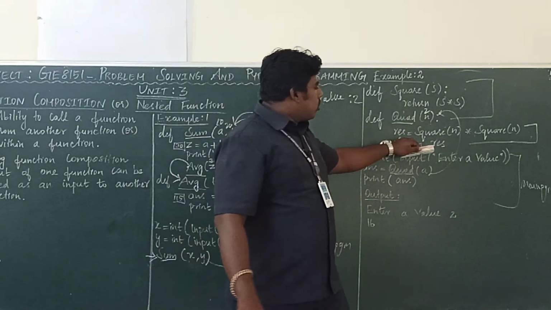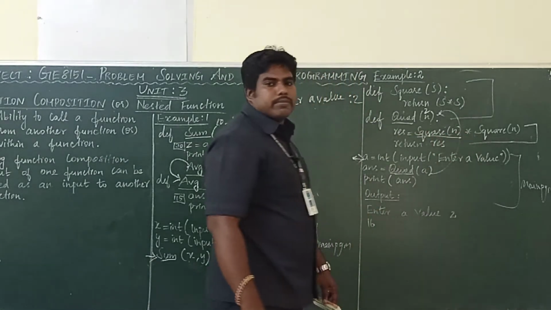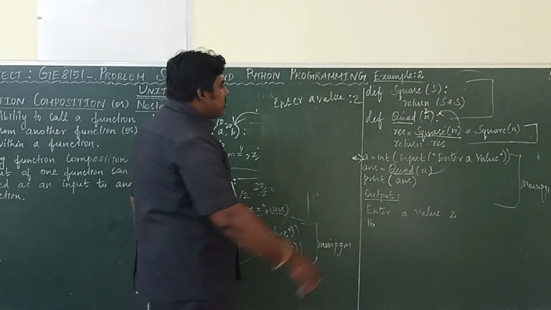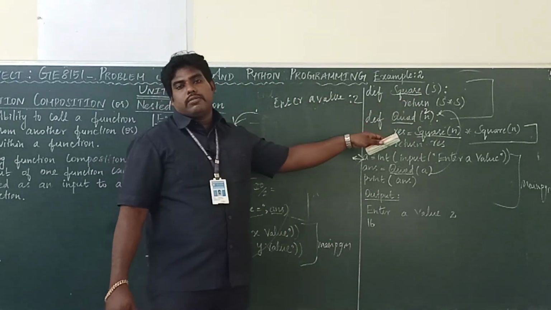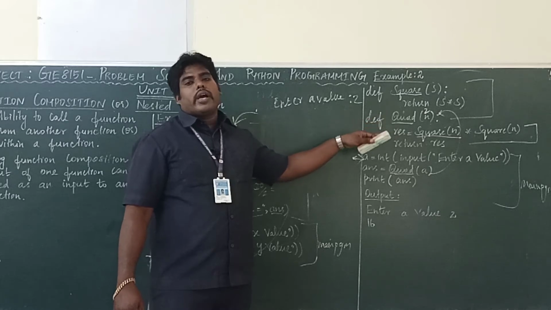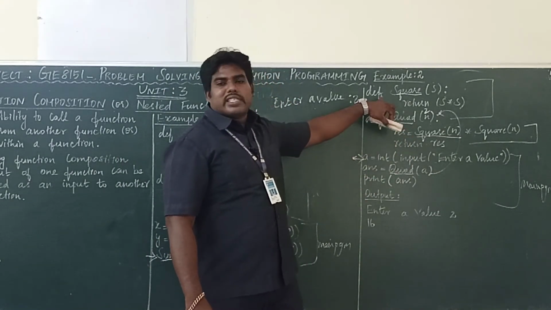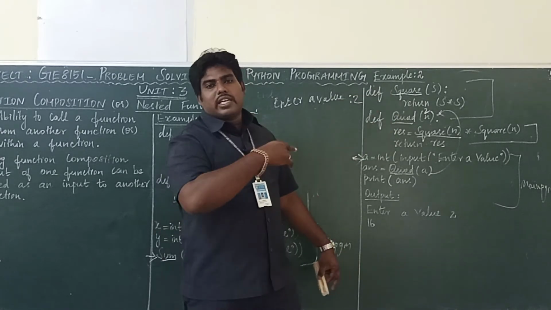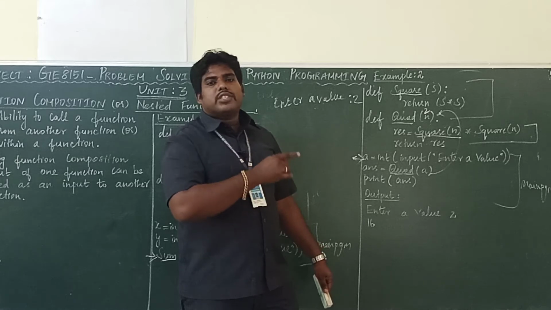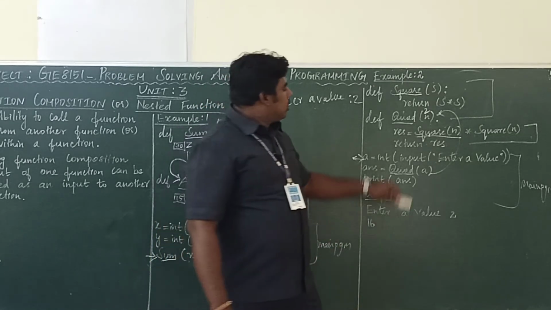So result equal to square. Here again one bracket is there. What is this square? Is it anywhere in your program? Yes, here. Square means another function for finding the square. So see here, from this function you are accessing square. From the quad you are accessing square. This is nested. From one function you can call another function. This is nested.